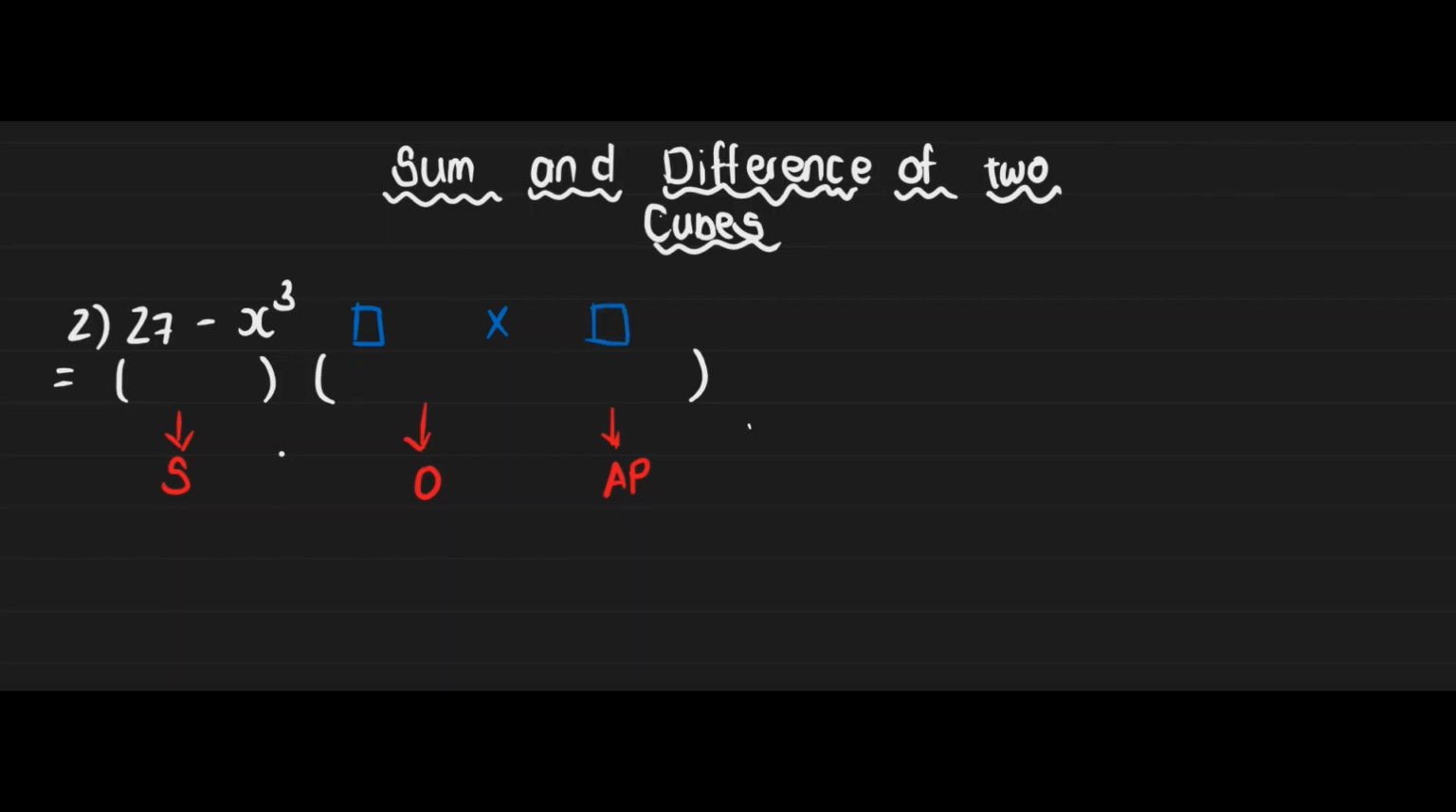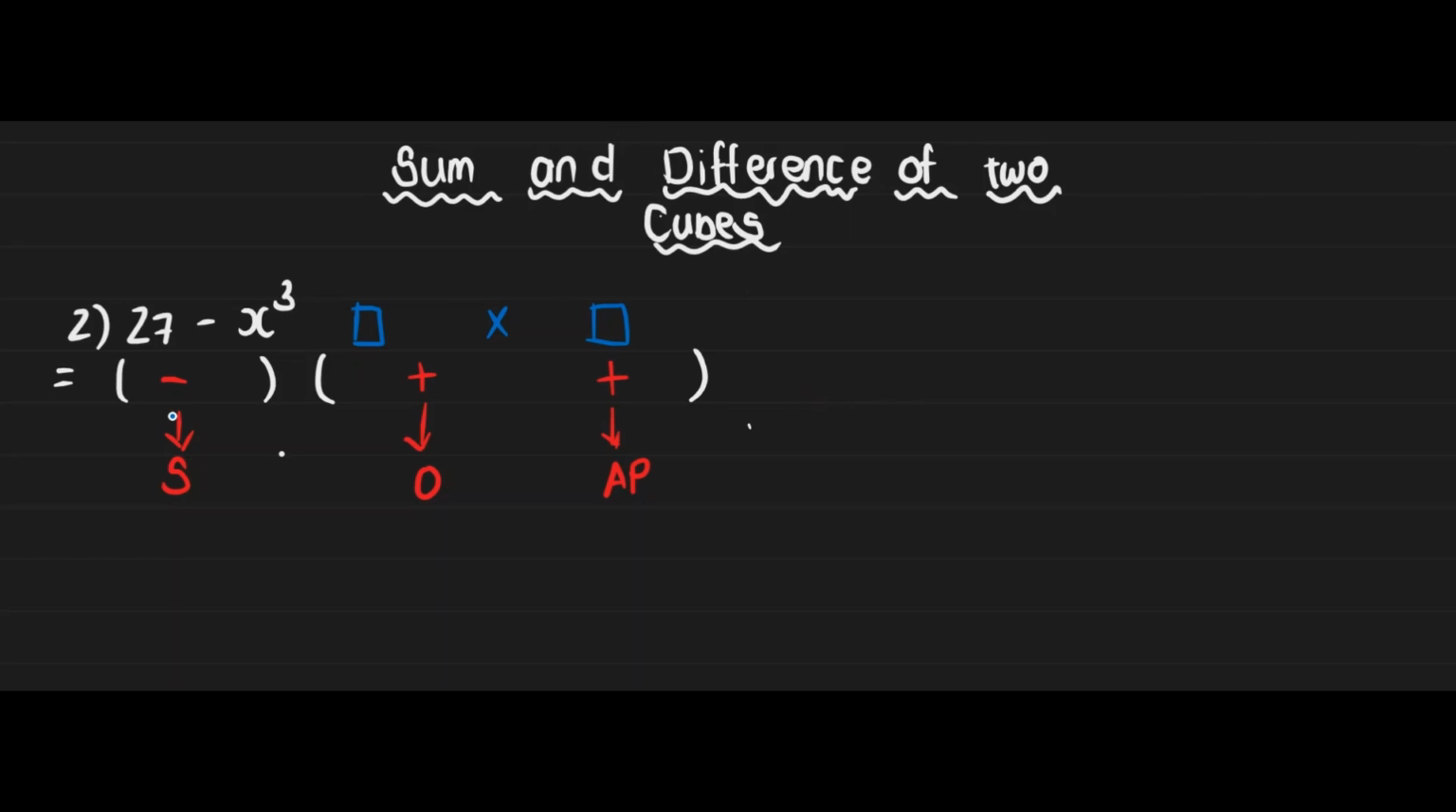So let's start with the signs. We know the fact that our first sign, S stands for same. We need to use the sign in the question. So this one is going to be minus. And here, O represents opposite. So it's opposite of S. So this one is going to be positive. And the last one is going to be what? Always positive. Just like that.